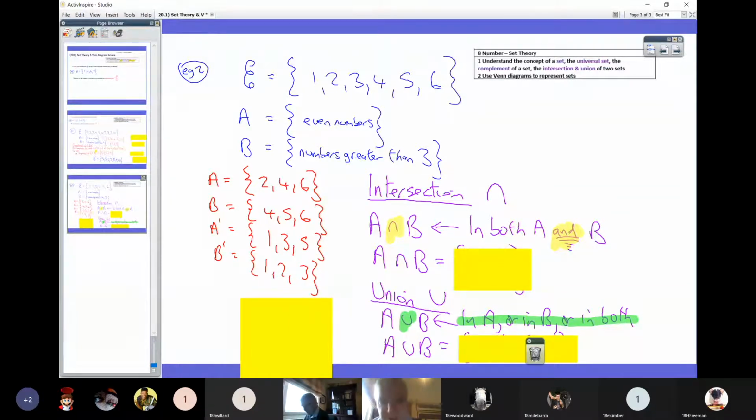Now, looking at the purple stuff on the right, that upside down U, remember that means intersection. That means that you're in both A and in B. So go and have a look on the left. A's 2, 4, and 6, B's 4, 5, and 6. So which numbers are in A and in B? Well, that's obviously 4 and 6. Now, union, on the other hand, means that you're in A or in B or in both. So A's 2, 4, and 6, B is 4, 5, and 6. So being in either A or B or both is going to be 2, 4, 5, and 6.